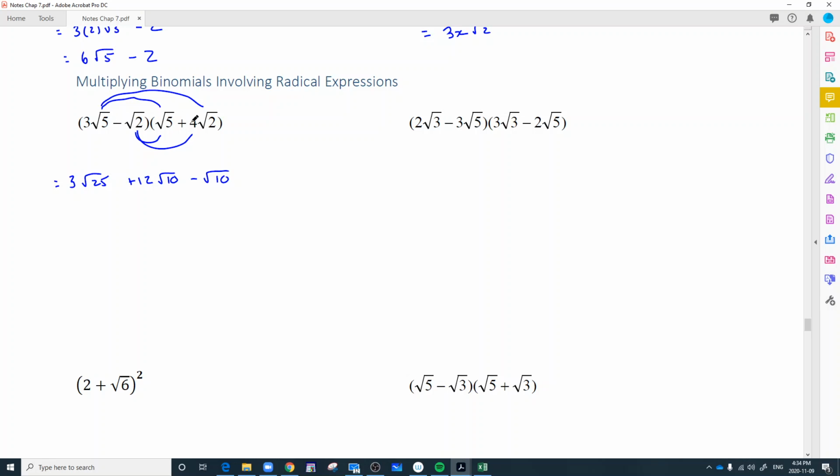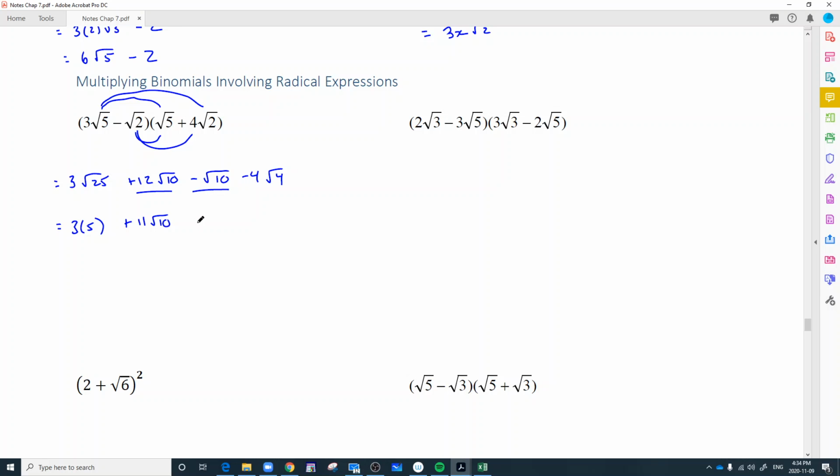So you're going to do negative 1 times 4 is negative 4. And root 2 times root 2 is root 4. Then we're going to simplify. The front term and the last term ended up as perfect squares. So this is 3 times 5. Here you've got like terms in the middle. So 12 root 10's minus 1 root 10 is 11 root 10's.